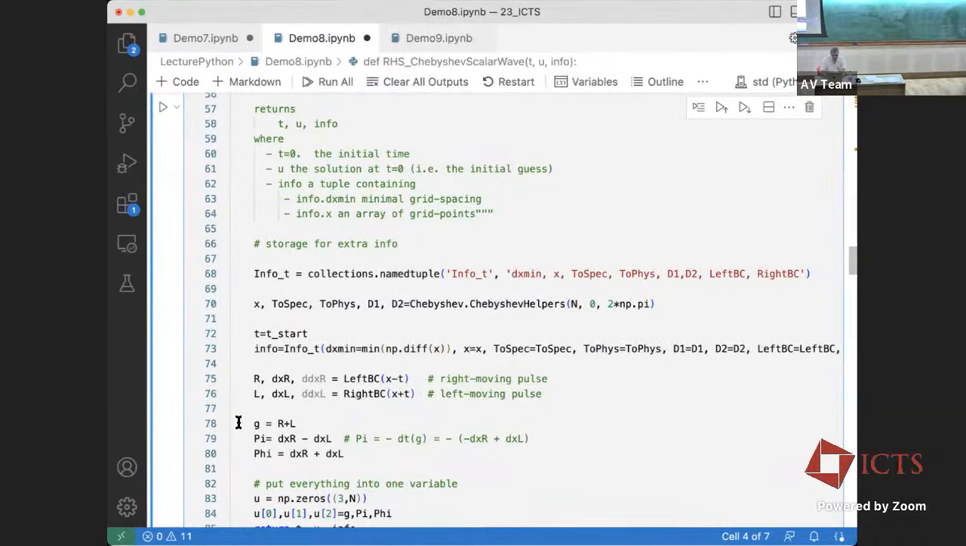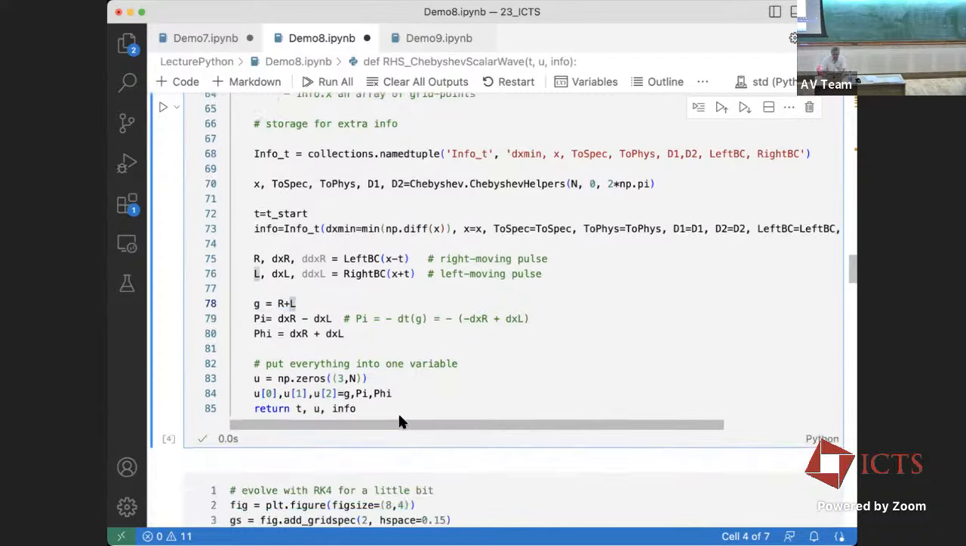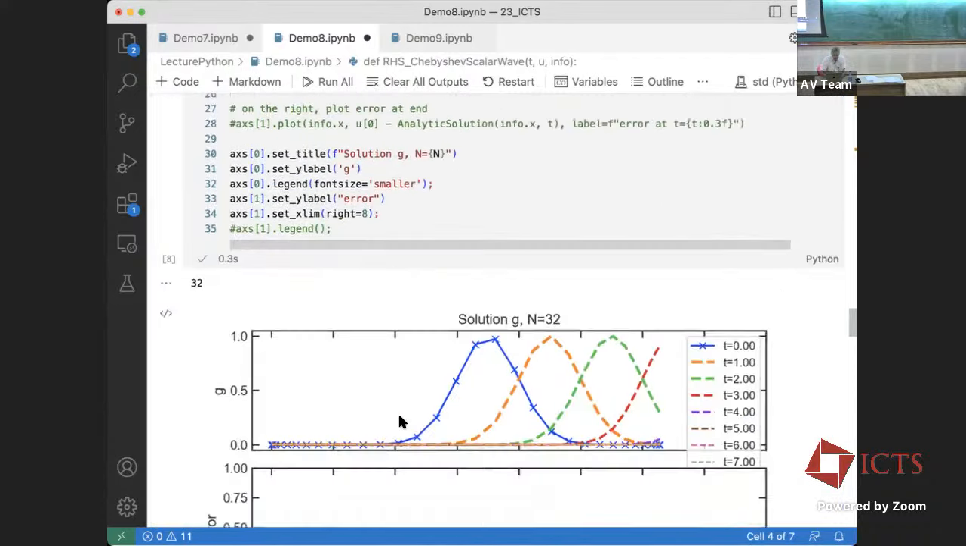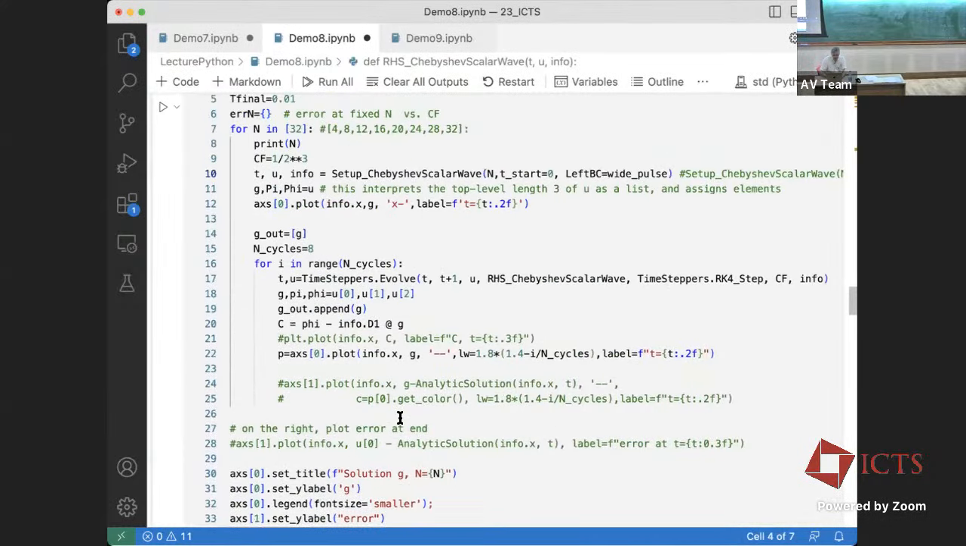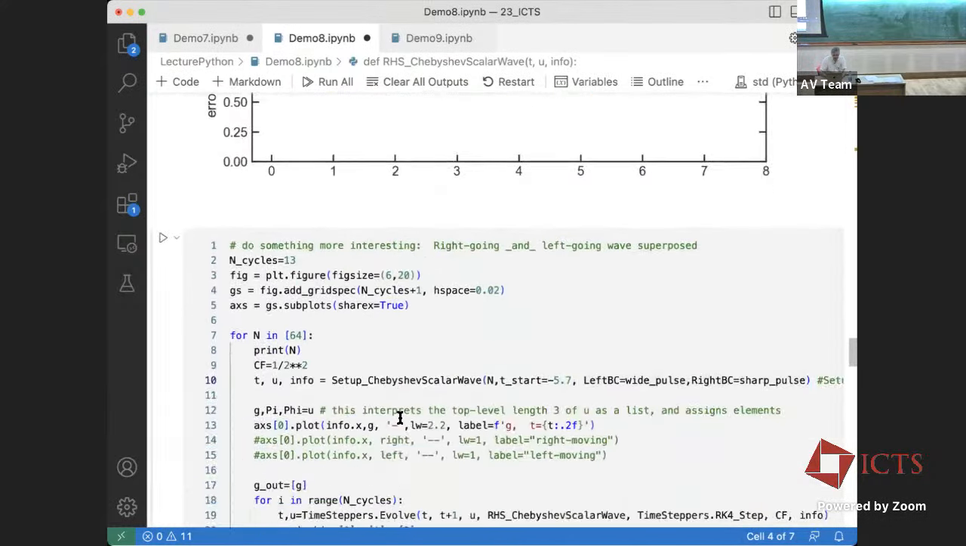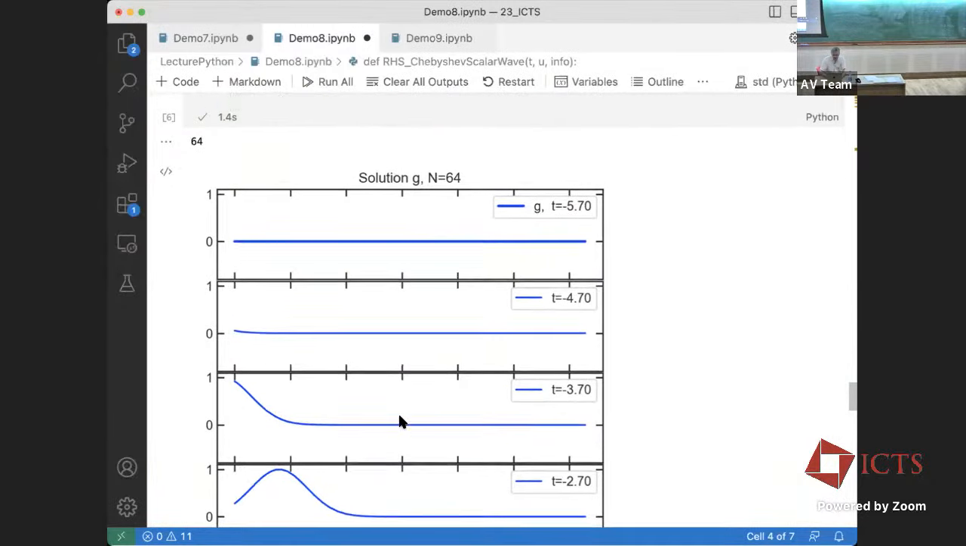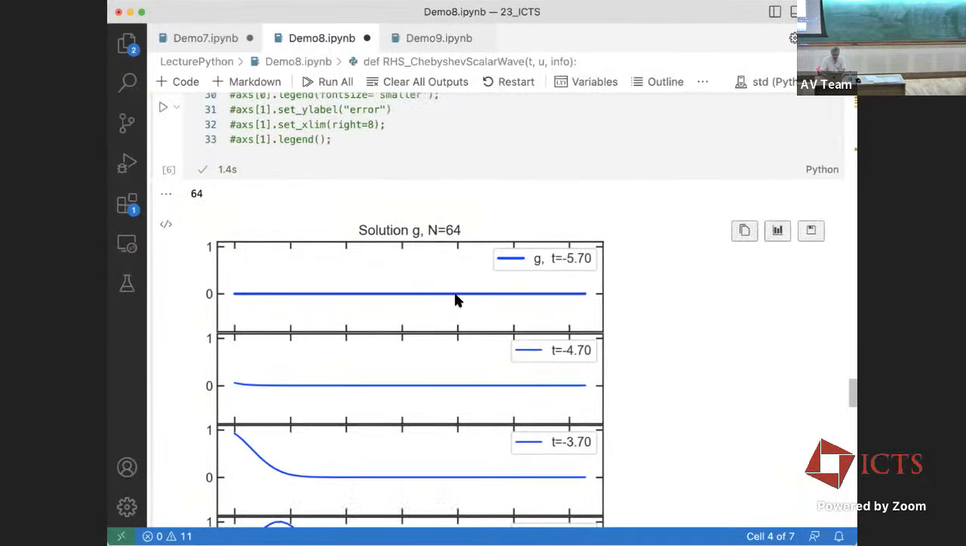It is taking G as the sum of the right moving and left moving things that I have passed in. So it is setting up the volume already as R plus L. And the fact that made me so confused down here is that everything started with 0.